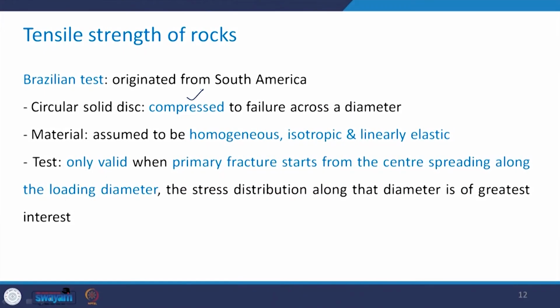Now, there are a few limitations of this test. However, in spite of all those limitations, this test gives us reasonably accurate values of the tensile strength of rocks. This test is only valid when the primary fracture starts from the center, spreading along the loading diameter. In this test, the stress distribution along that diameter is of the greatest interest. Let us see how it is done.